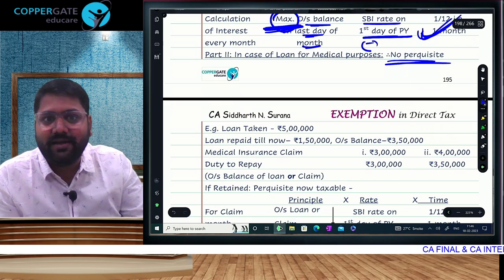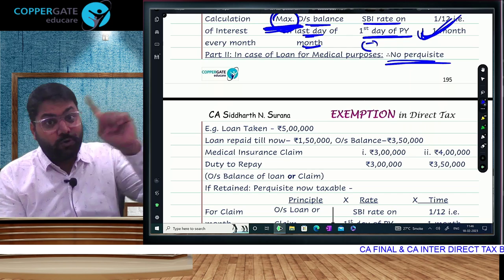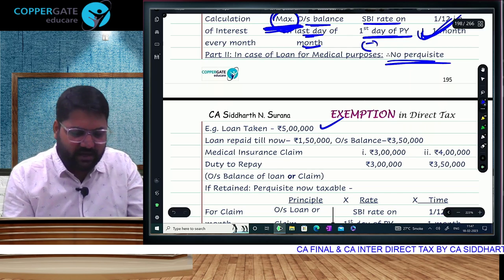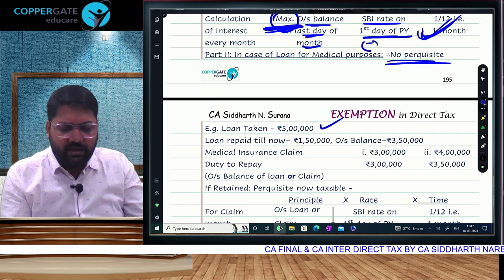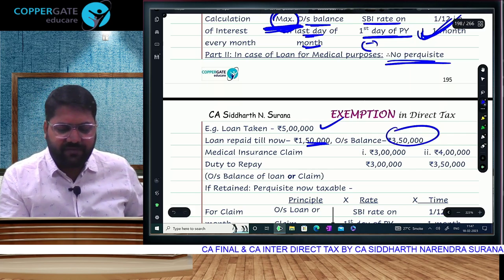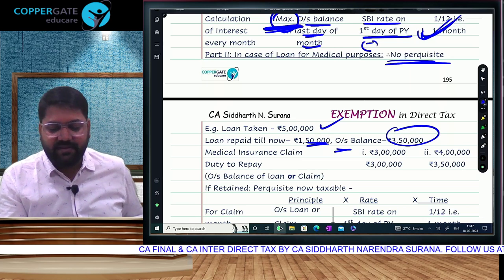But if you get mediclaim reimbursement, then you have to give it back to your boss. If you don't give it, then your perquisite will start getting taxed. For example, loan taken was 5 lakh, not a perquisite. Repaid till now 1 lakh 50, still not a perquisite because it was a medical loan. 3 lakh 50 is the balance, at that time suddenly you get medical insurance money. It can be 3 lakh or 4 lakh.